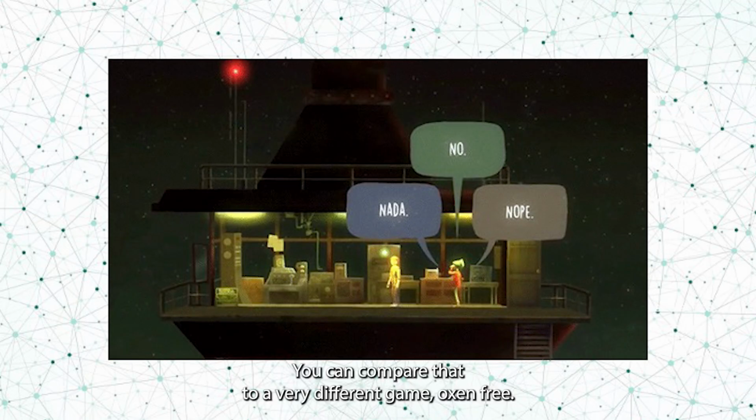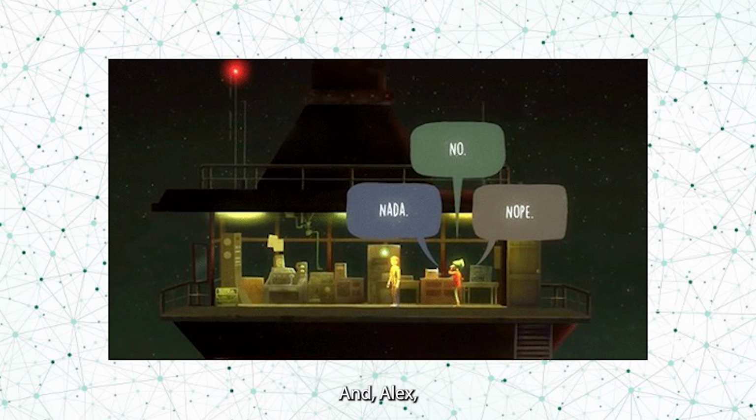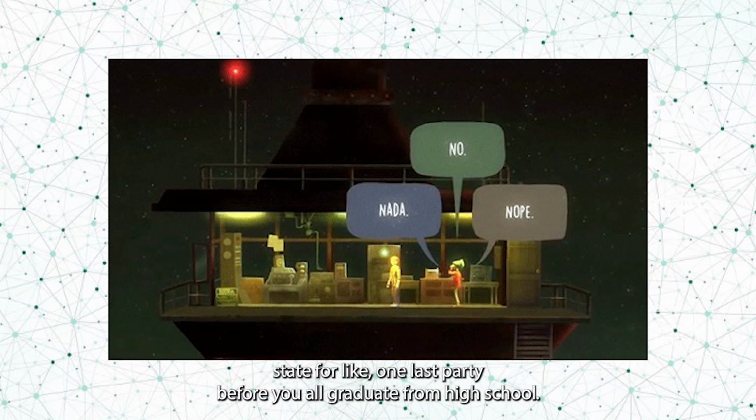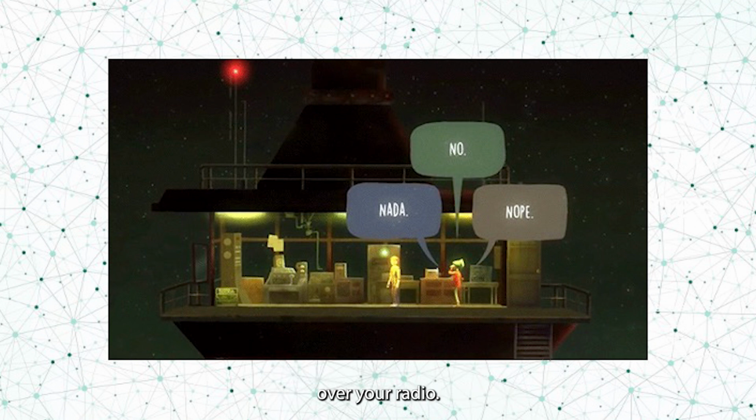You can compare that to a very different game, Oxenfree. So this is a game where essentially you are a young woman named Alex. You go with a small group of your friends to an island off the coast of Washington State for one last party before you all graduate from high school, and stuff starts to get weird, and you start to hear strange things over your radio.